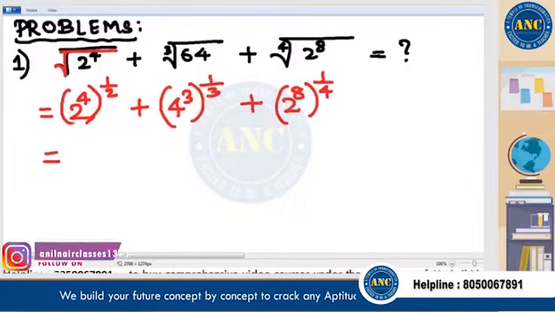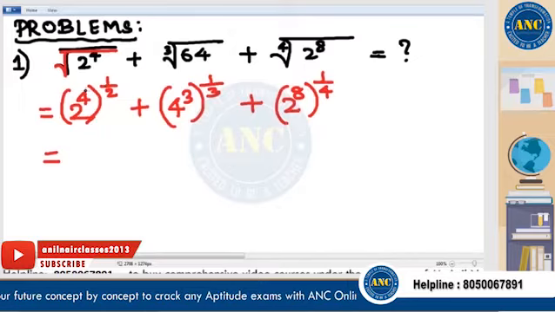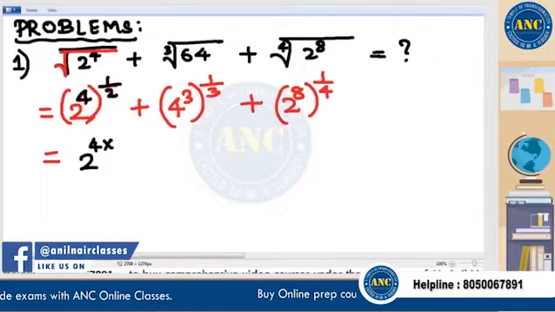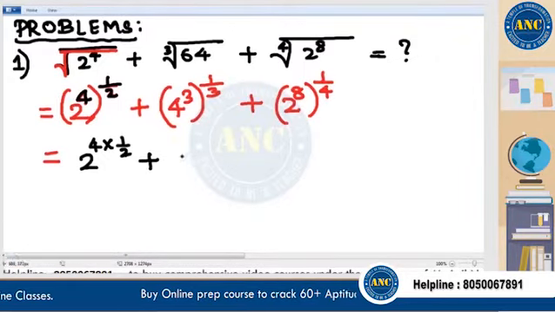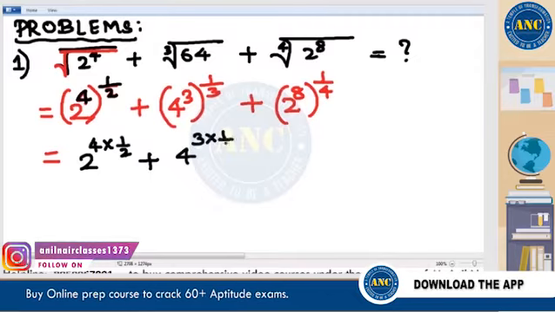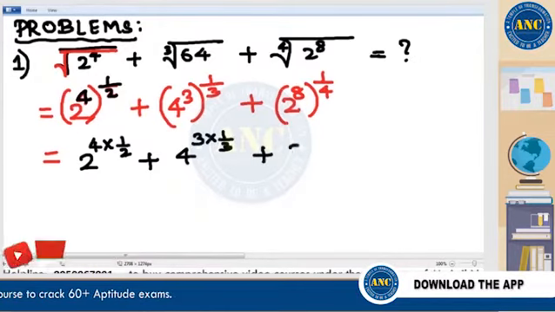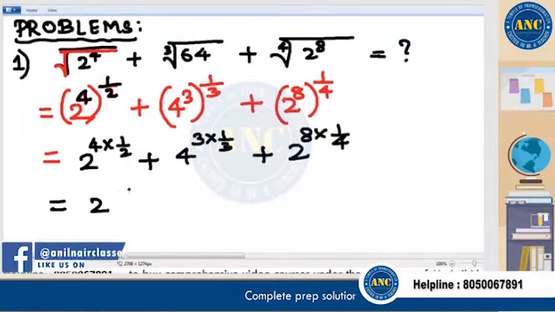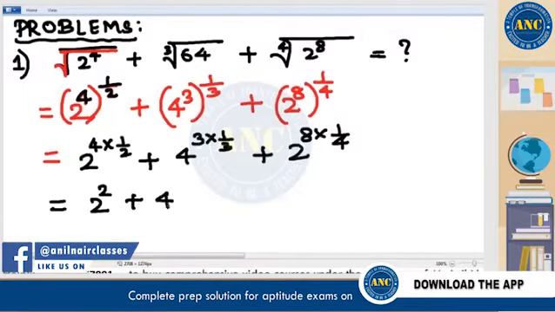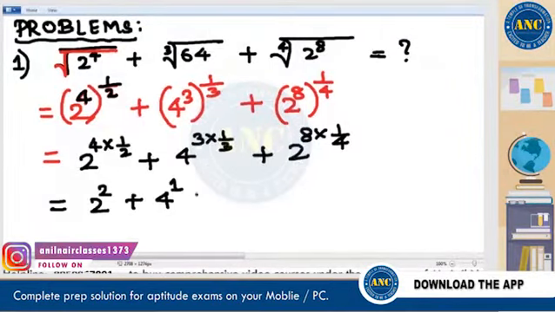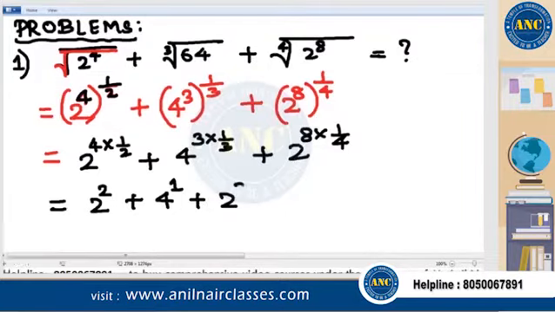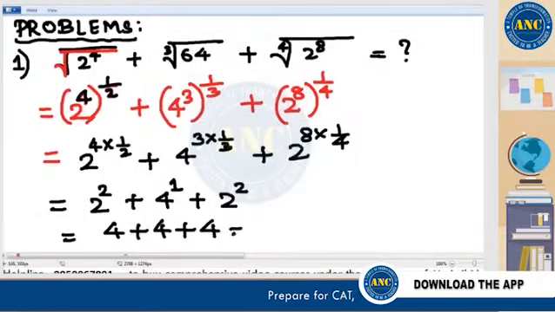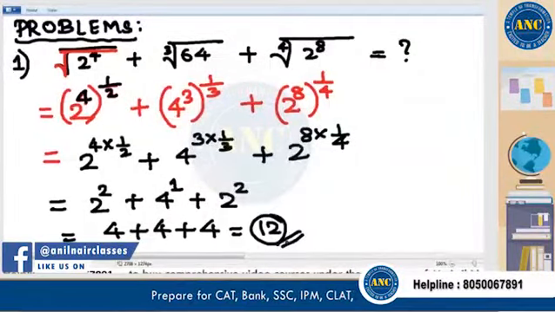Now, I also told you that (a power m) whole power n is nothing but a power m into n. So it is 2 power 4 into 1 by 2. You need not write all these things in the exam. I am writing for your understanding for the first question. 4 power 3 into 1 by 3. 2 power 8 into 1 by 4. So in the power of the first term, 4 into 1 by 2 is 2. 4 power 3 into 1 by 3 is 1. And 8 into 1 by 4 is 2. Right? So it is 2 square plus 4 power 1 plus 2 square. Answer for the first question is 12.